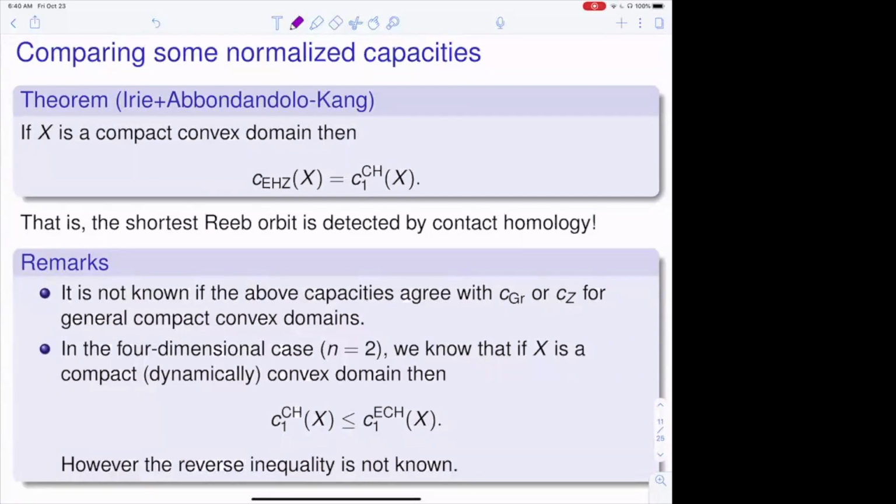Okay, so one kind of partial result you can prove is you can say, well, let me write down all the normalized symplectic capacities I know and try to prove that some of them are equal to each other. So at least that's better than nothing. If you combine results of Irie and Abbondandolo and Kang, then they prove that if you have a compact convex domain, then the Ekeland-Hofer-Zehnder capacity, which recall is the minimum period of a Reeb orbit, is equal to the first capacity coming from contact homology. So that's kind of cool in my opinion. It shows that contact homology actually sees the minimum action of a Reeb orbit.